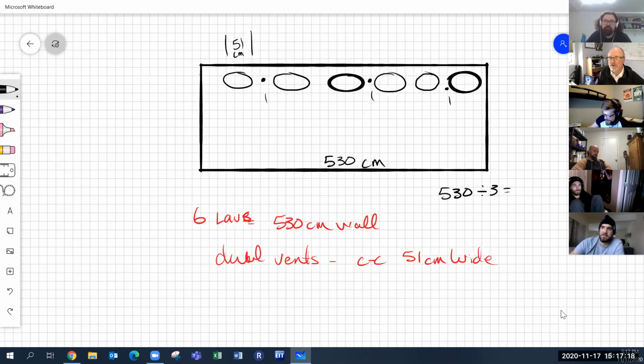That's why I was saying we were taking it way too far, because we were doing each fixture spacing, trying to get the exact number in between the two sinks. That's taking it too far. You just divide the total by 3. So that comes out to 176.66 centimeters. So if you do it the long way, you get the wrong answer.